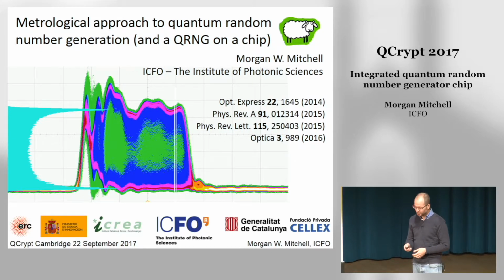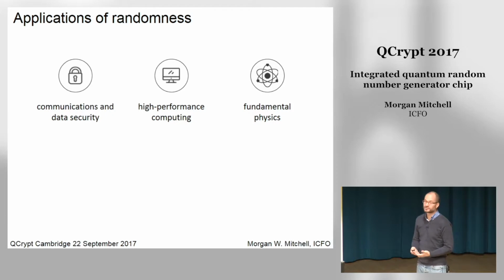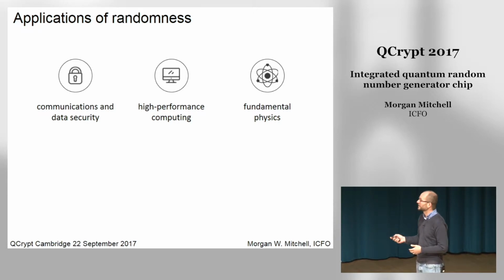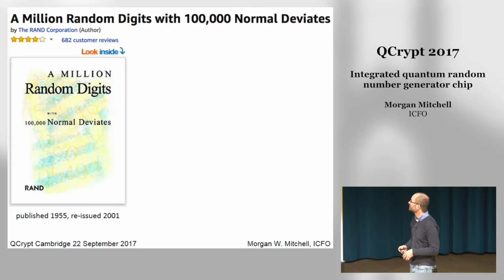Okay. So I don't think I need to tell this audience why random numbers are important. What's interesting, perhaps, is that the needs that you have from these more classical topics also coincided in this project with the needs for a fundamental physics project for loophole-free Bell tests, and I will touch on that. But first, I will go back in time a bit.